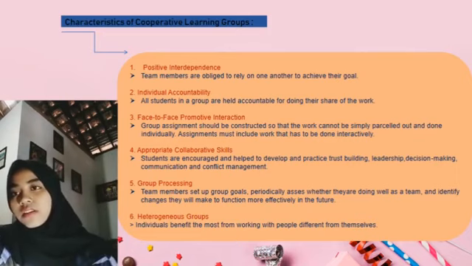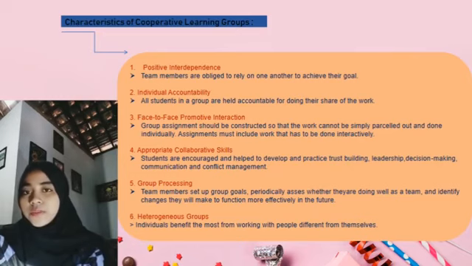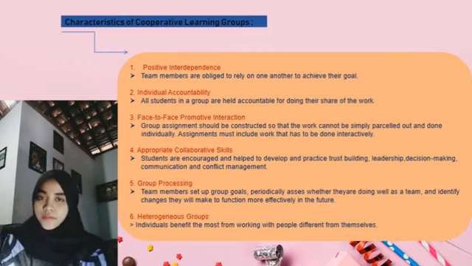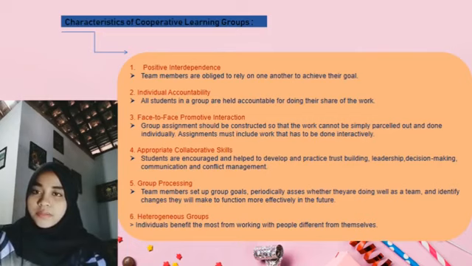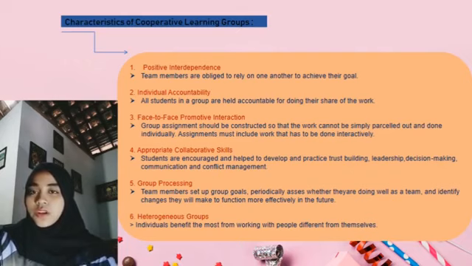There are two levels of processing: small group and whole class. In order to ensure that small group processing takes place, teachers allocate some time at the end of each class session for each cooperative group to process how effectively members work together. Groups need to describe what member actions were helpful and not helpful in completing the group's work and make decisions about what behavior to continue or change.